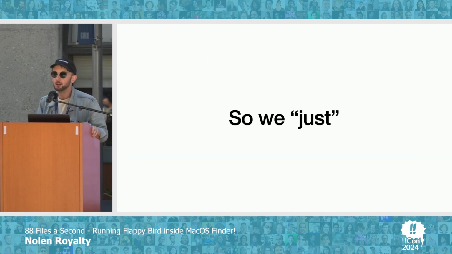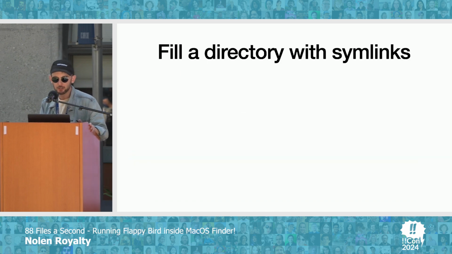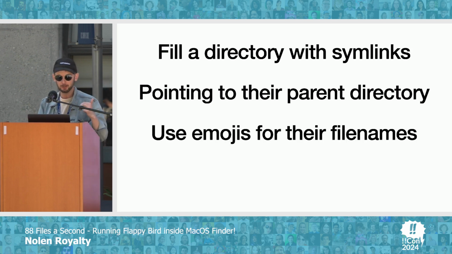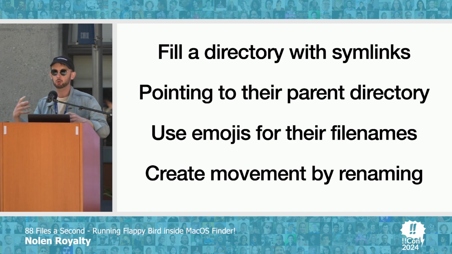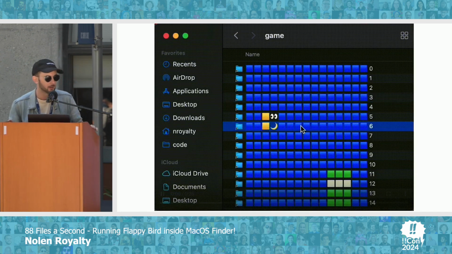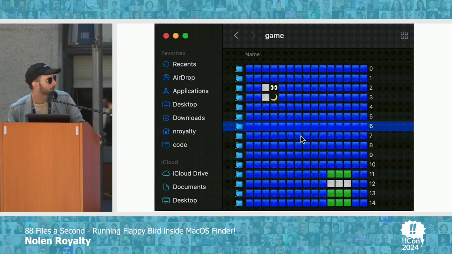Fun stuff. But okay, recapping. What do we do? Well, we just fill a directory with symlinks pointing to their parent directory. We use emojis for their file names, and then we're gonna rename them to create movement. Normal stuff. And that gives us a game that looks like this. And like, that's a game, kinda.